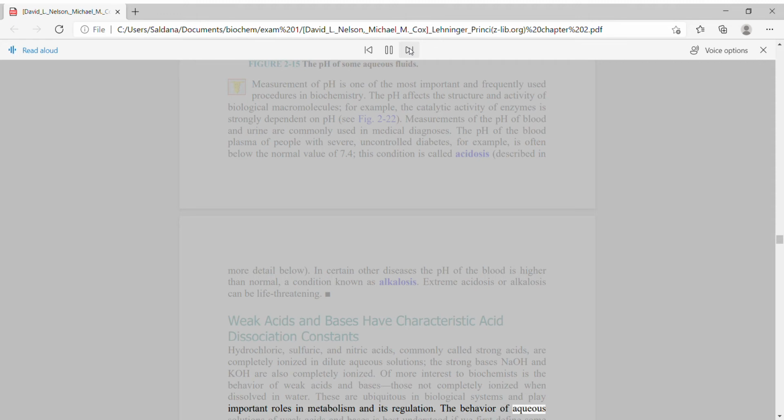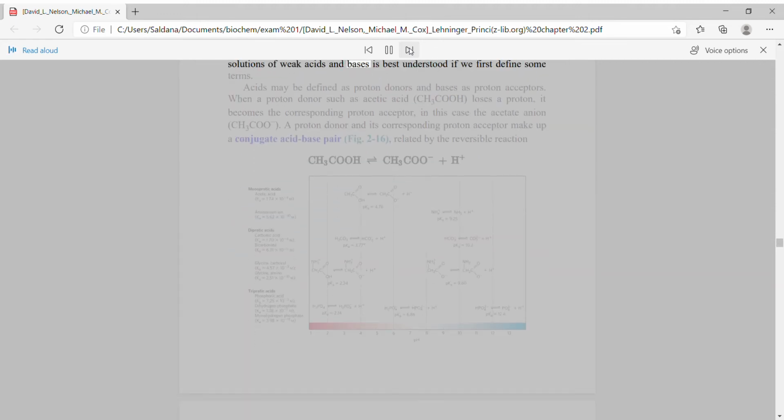The behavior of aqueous solutions of weak acids and bases is best understood if we first define some terms. Acids may be defined as proton donors and bases as proton acceptors. When a proton donor such as acetic acid, CH3COOH, loses a proton, it becomes the corresponding proton acceptor, in this case the acetate anion, CH3COO-. A proton donor and its corresponding proton acceptor make up a conjugate acid-base pair, Fig. 2-16, related by the reversible reaction.